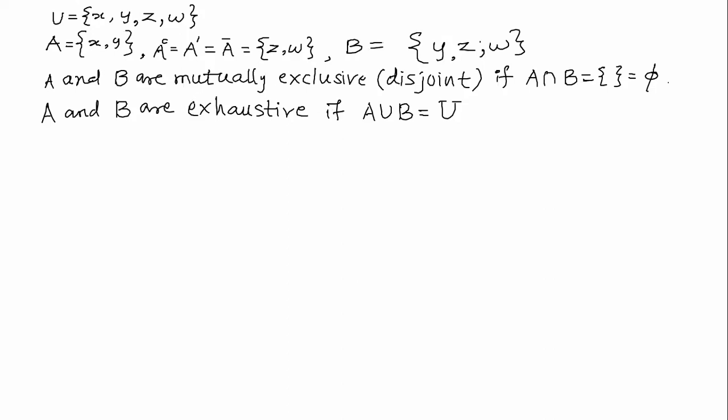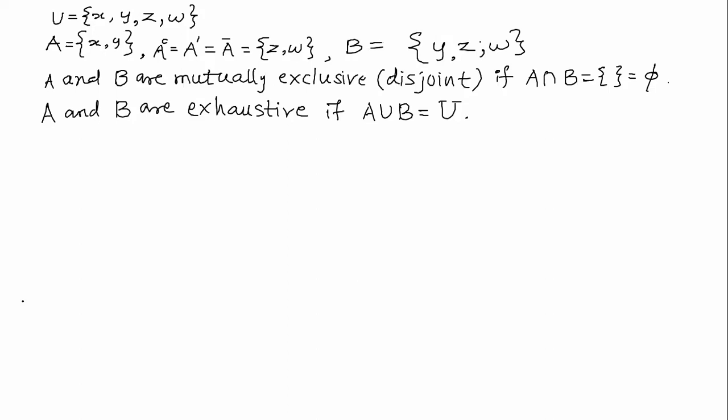A union B is equal to a set which contains X, Y, Z as well as W, which is exactly equal to the universal set. So A and B are exhaustive, so their union must be equal to the universal set. So we have seen one example wherein two sets are exhaustive but not mutually exclusive.